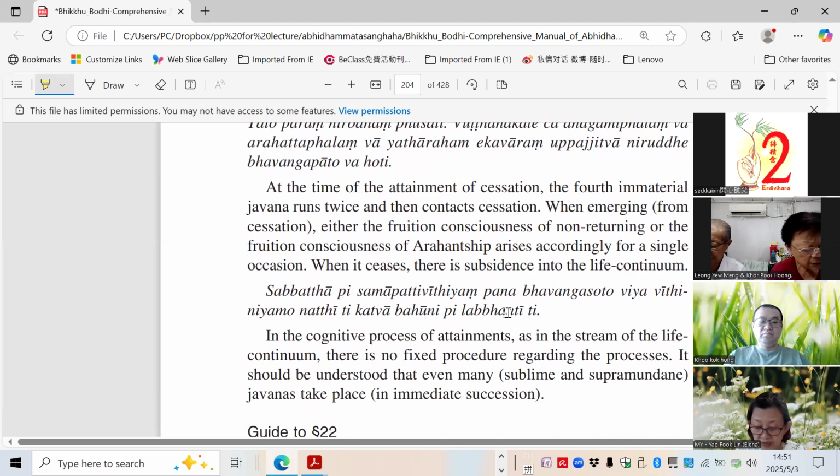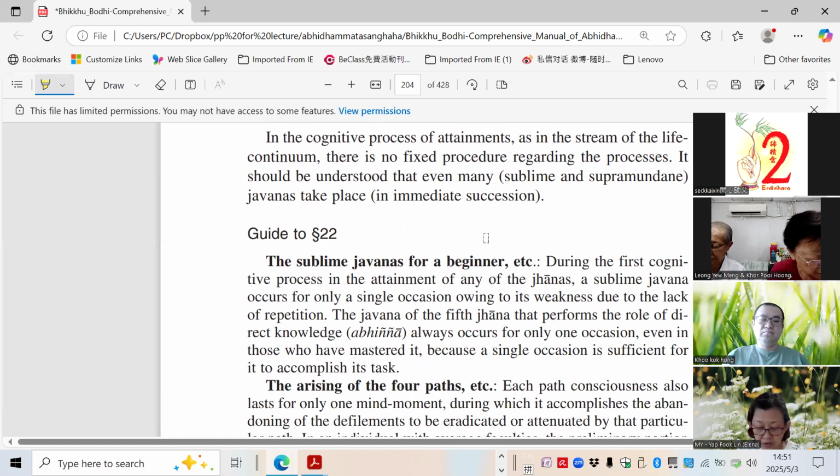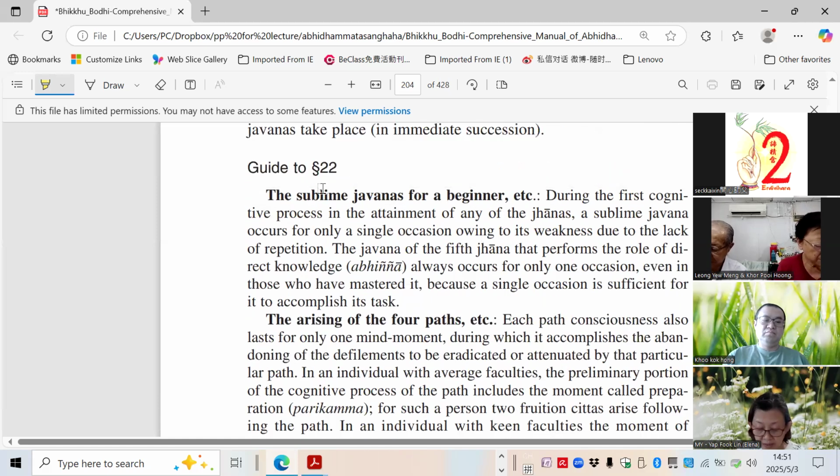In the cognitive process of attainment, as in the stream of life continuum, there is no fixed procedure regarding the processes. It should be understood that even many sublime and supramundane javanas take place in immediate succession. The sublime javanas for a beginner: during the first cognitive process in the attainment of any jhana, a sublime javana occurs for only a single occasion owing to its weakness due to the lack of repetition.